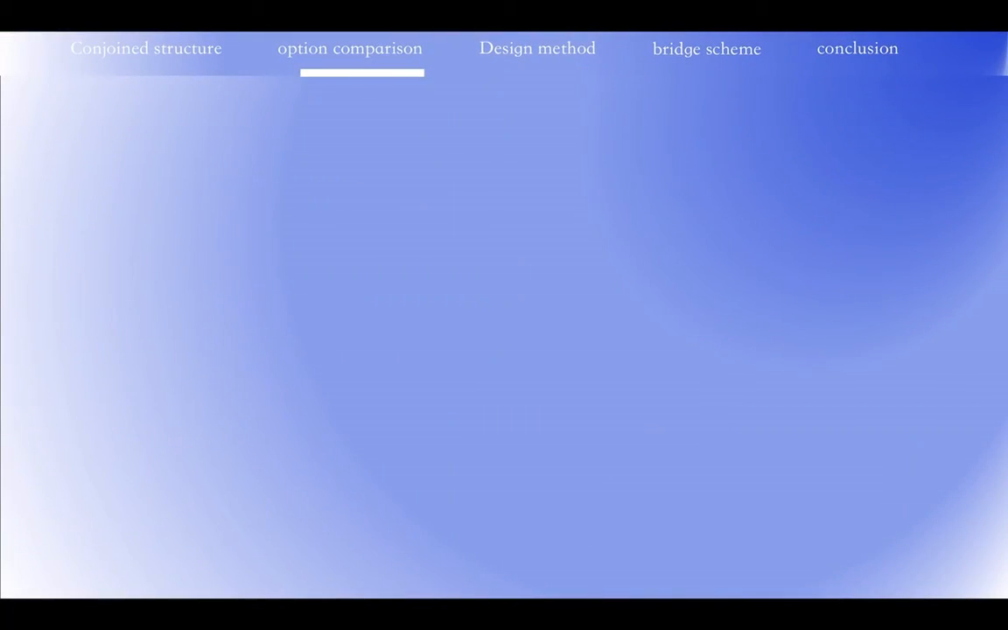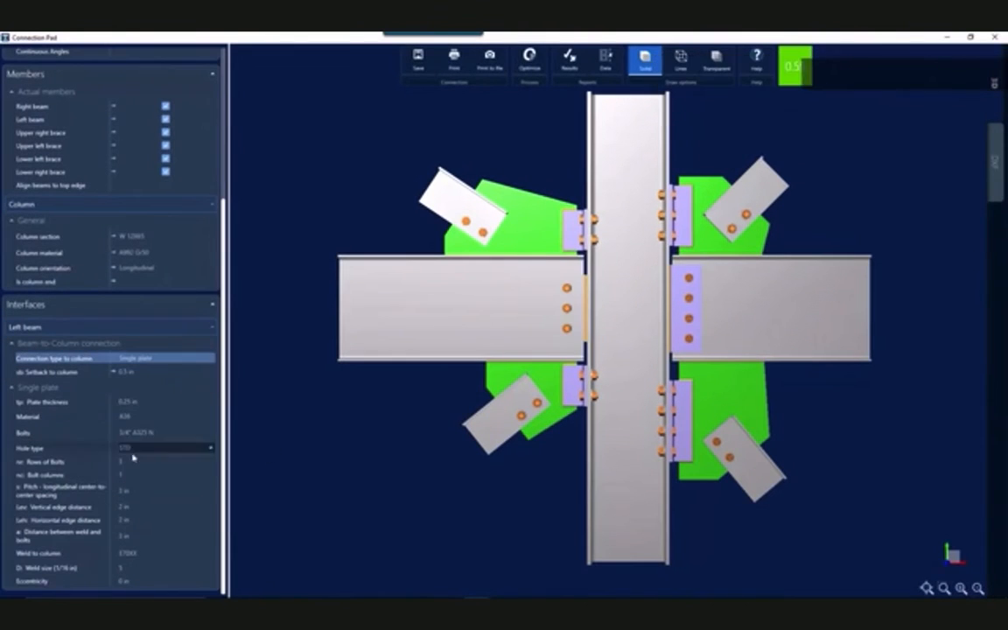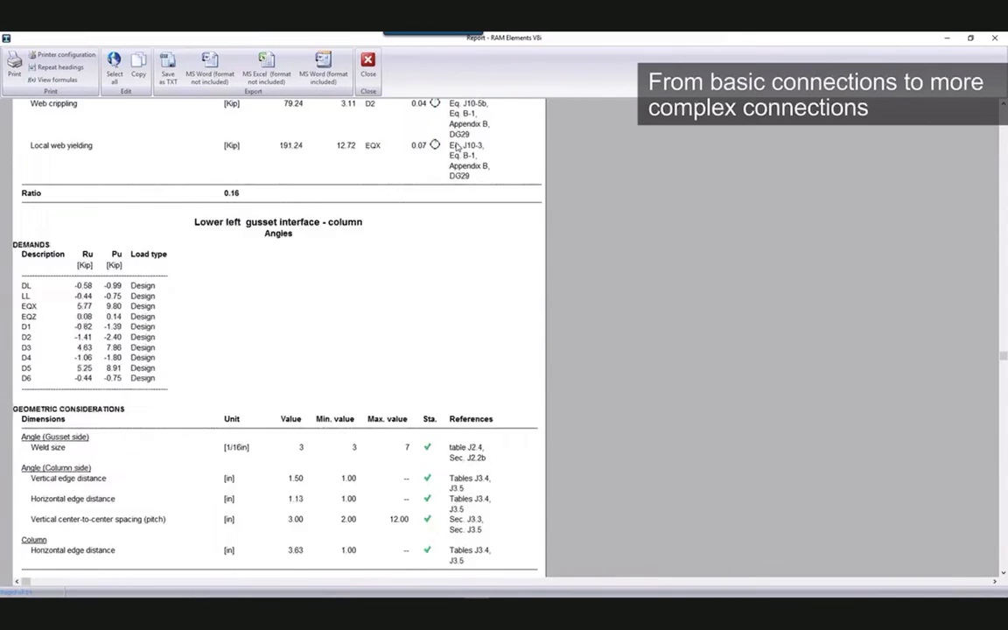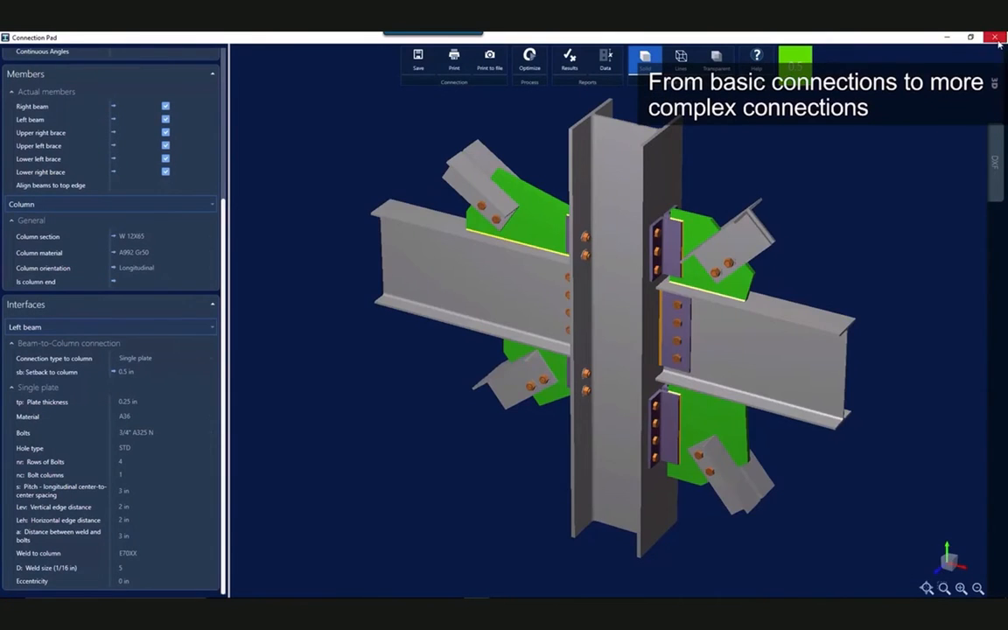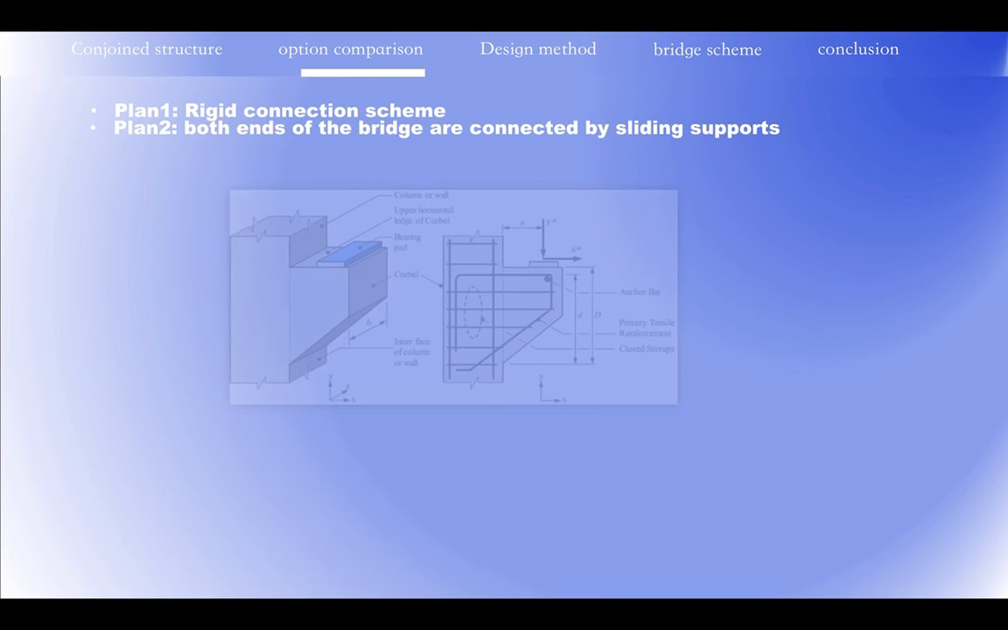2. Comparison and selection of the connection scheme between the bridge and the main body. Scheme 1, rigid connection scheme. The direct connection between the bridge and the main body does not require cables, but the mutual influence between the bridge and the main body is large, so it will have a certain impact on the architectural layer. When the span of the bridge is large, the joint connecting the bridge and the main body has to bear a large bending moment. Measures are usually taken to ensure the transmission of internal forces, such as adding diagonal support between 2 adjacent columns, which will certainly affect the layer of the building.